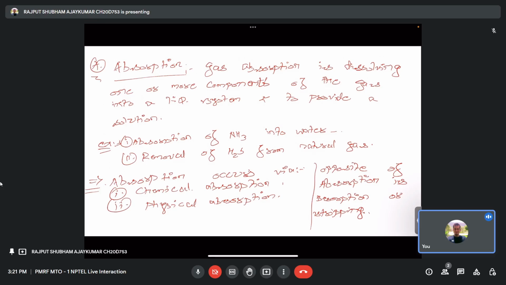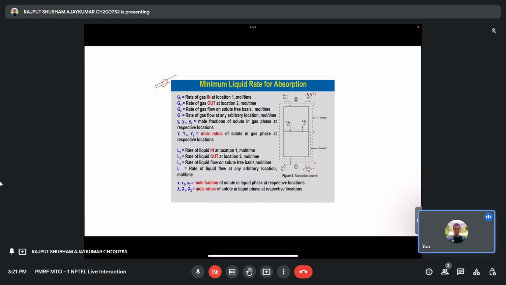So if you have seen this, I have taken this image from the lecture notes, and it shows the minimum liquid rate required for an absorption, meaning the mass transfer required for an absorption column. So you can see this is an absorption column as mentioned here. This is taken from the NPTEL class notes itself, just to give a view of what an absorption column is and how the mass transfer is being carried out.